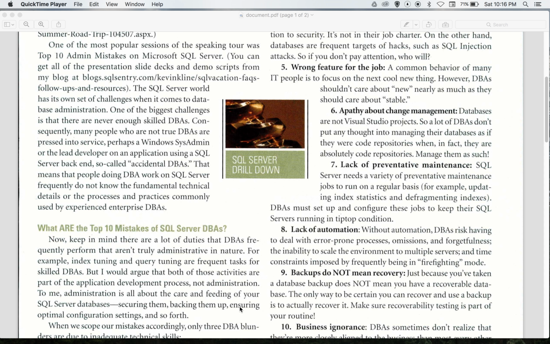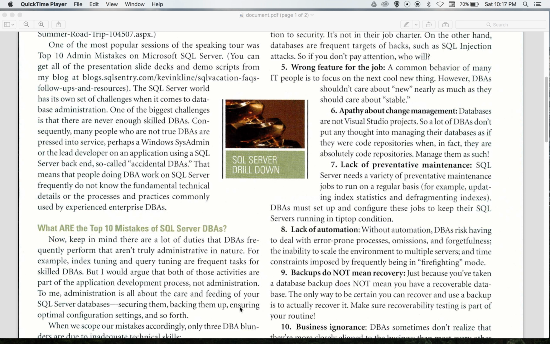Lack of preventative maintenance. SQL servers need a variety of preventative maintenance jobs to run on a regular basis, for example, updating index statistics and defragmenting indexes. DBAs must set up and configure these jobs to keep their SQL servers running in tip-top condition. This is very important. Maintenance is super important in everything, even a vehicle. If you don't give proper maintenance, the vehicle will stop running. Well, the same thing happens with databases.